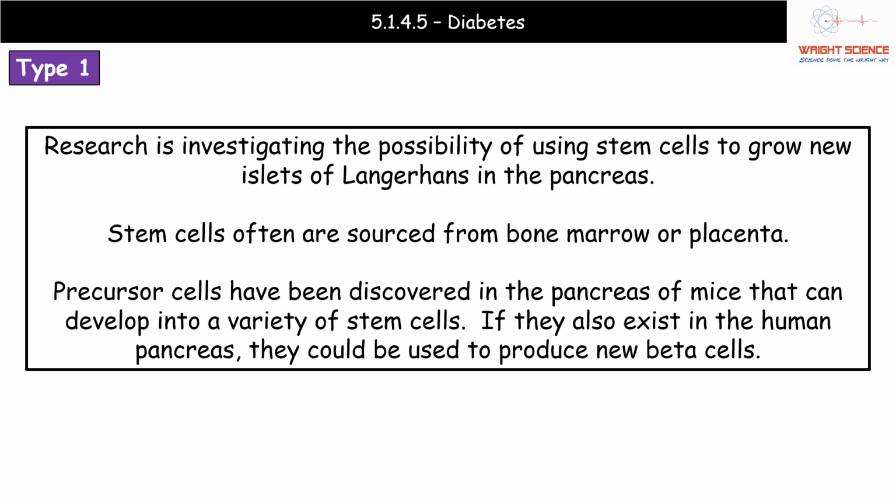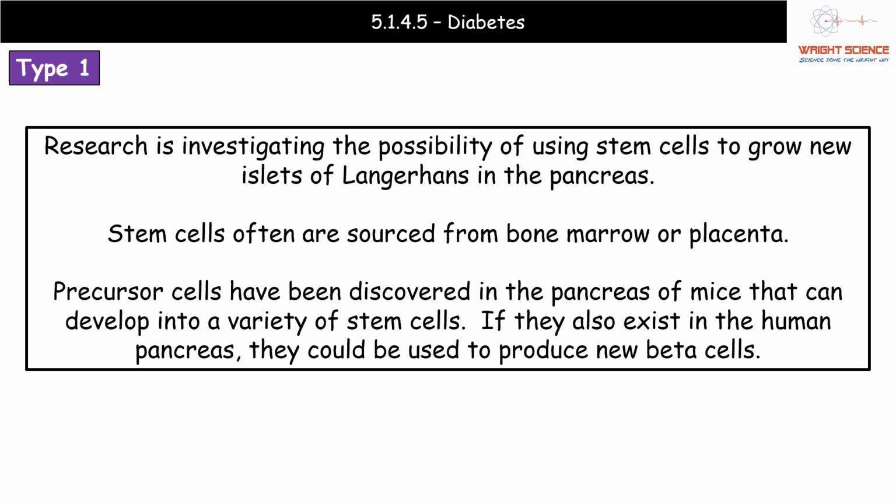One area of research that could be very promising in the future is using stem cells. The idea of using stem cells here is to grow new islets of Langerhans, which would replace those beta cells that were destroyed by the autoimmune response or the virus. Those stem cells typically come from the bone marrow or placenta, and we can then cause them to undergo differentiation into those islets of Langerhans cells, the beta cells that we really need. From this research in mice, we've discovered these little precursor cells.